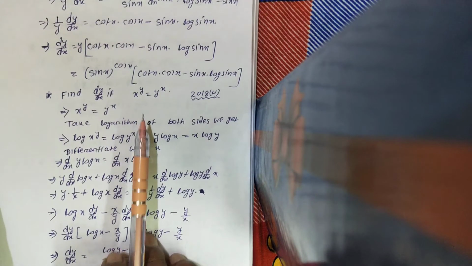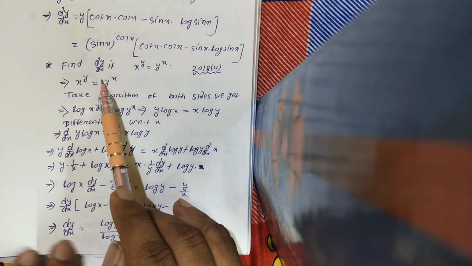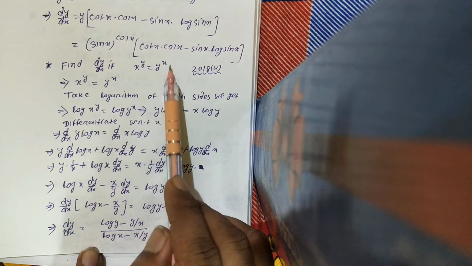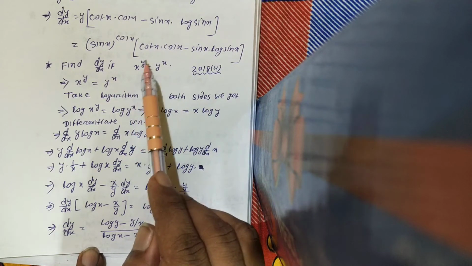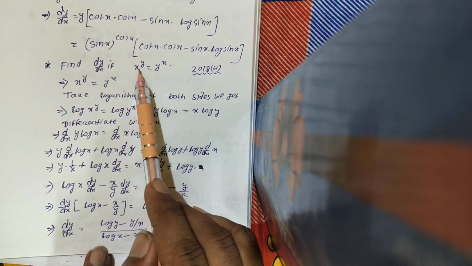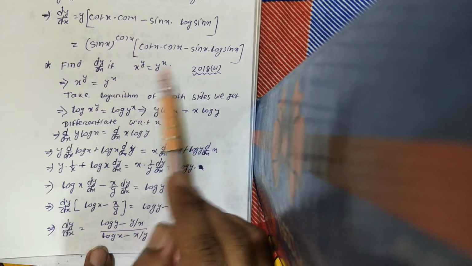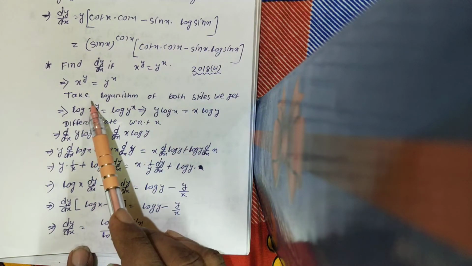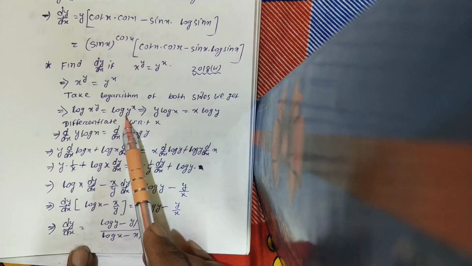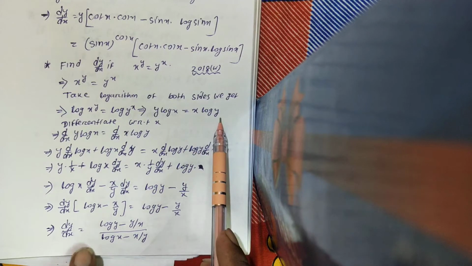Next question, find dy by dx if x to the power y is equal to y to the power x. Here also the same thing is here, that is variable to the power variable and variable to the power variable. So if a question is given in the form of variable to the variable, we told you before that you use log to solve this type of problems. So taking logarithm of both sides we get log x to the power y is equal to log y to the power x. So that can be written as y log x is equal to x log y.